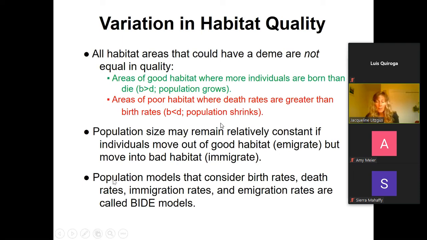There are population models that look at all these things: birth rates, death rates, immigration and emigration rates. They're called BIDE models, for birth, immigration, death, emigration rates. And based on this idea of variation in habitat quality and this variation in birth and death rates, it leads to this idea of source and sink populations.